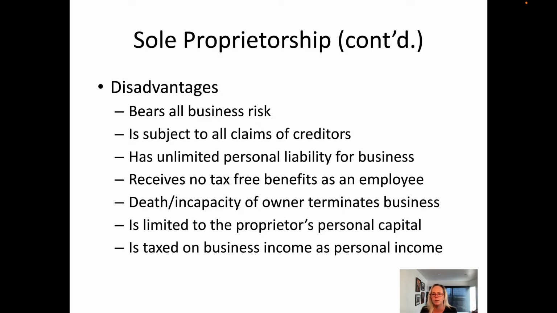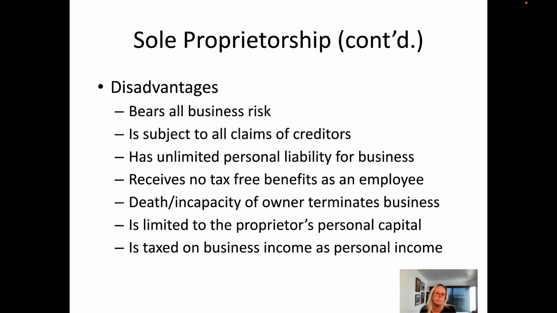There's no employees. So you are taxed as the business and the employee, which means that you pay your own Social Security and you pay your own Medicare tax. So it increases the tax that you pay through a process that we call self-employment tax. You are paying both the employer and the employee share of Social Security and the employer and the employee share of Medicare. Death or incapacity of the owner terminates the business. If you can't go on, the business cannot either.